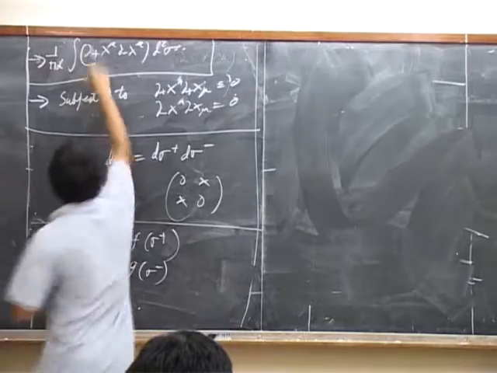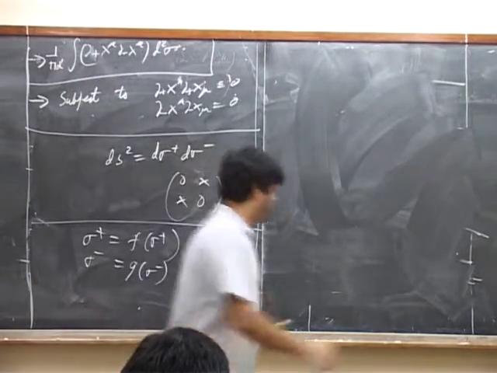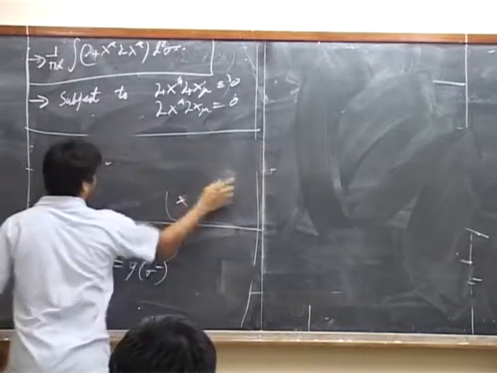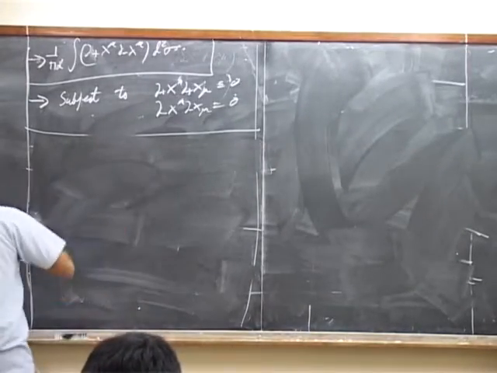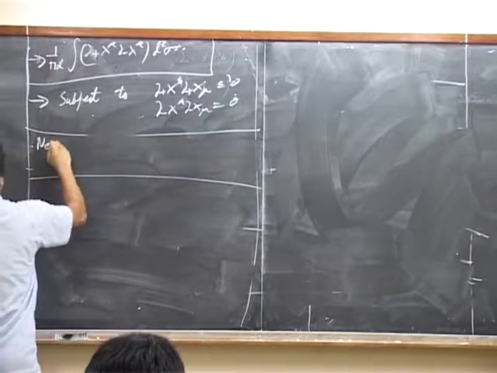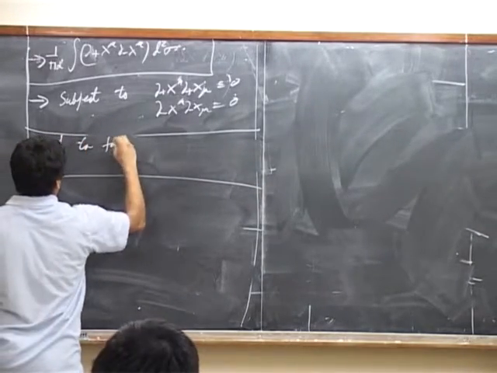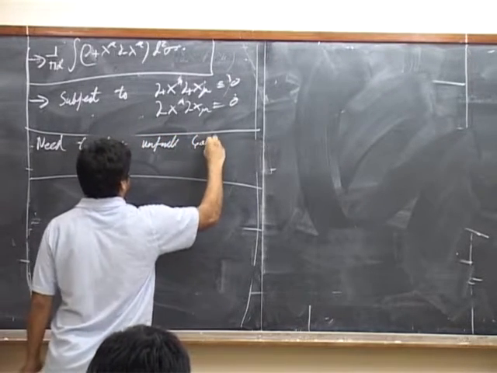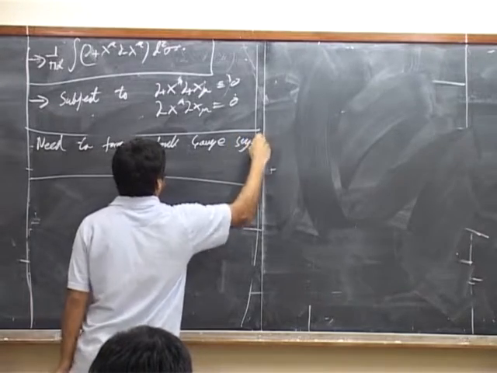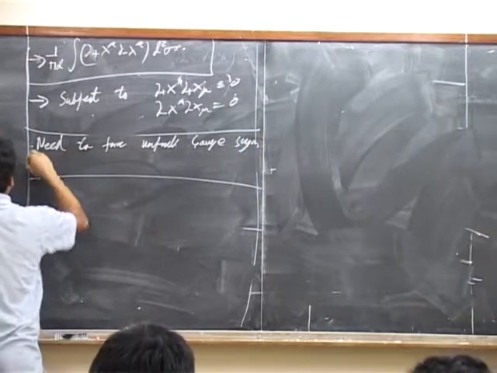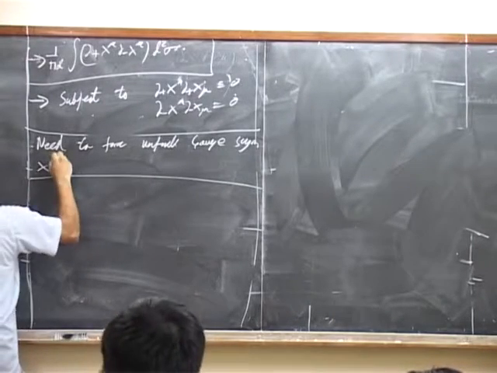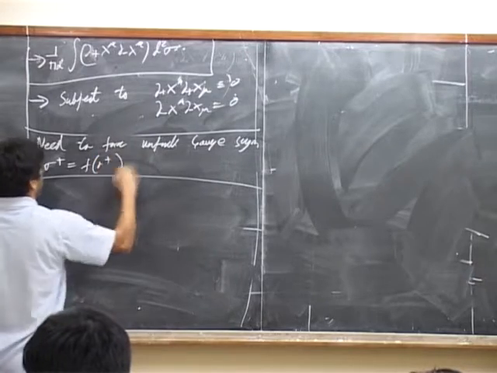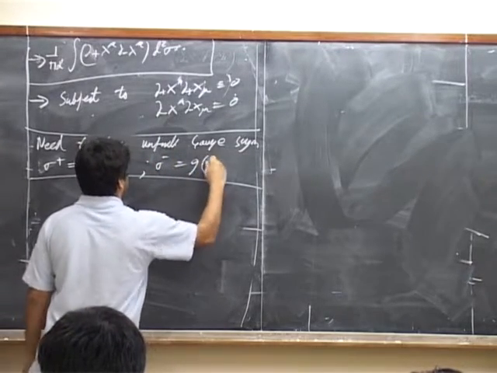So before we just embark on a mathematical program of quantization, we have to deal with the fact that we have not yet fixed all our gauge symmetries. So let's put that as point 3. Need to fix unfixed gauge symmetry. Sigma plus is equal to f of sigma plus, sigma minus is equal to g of sigma minus.